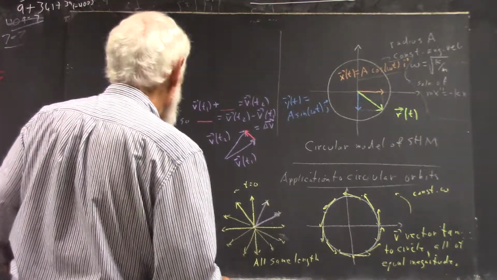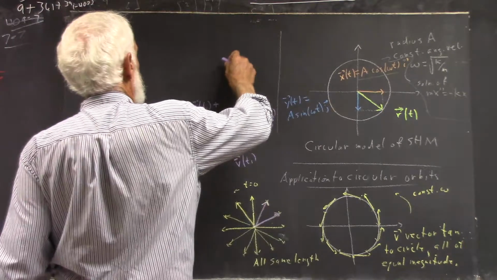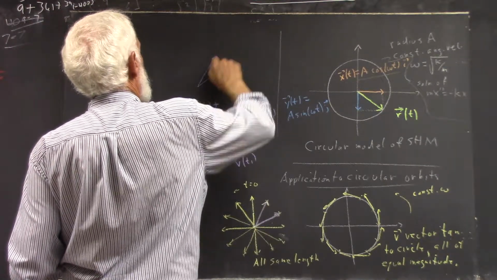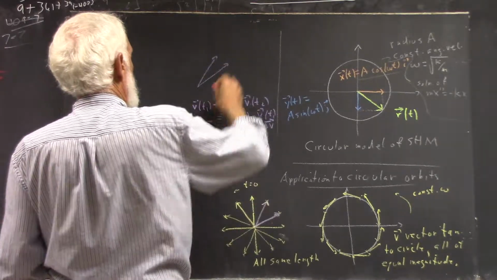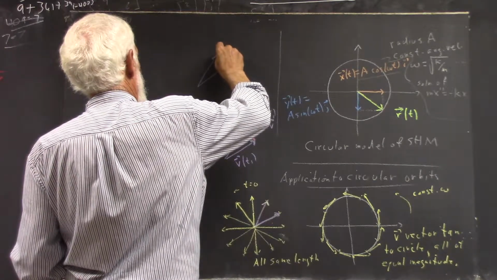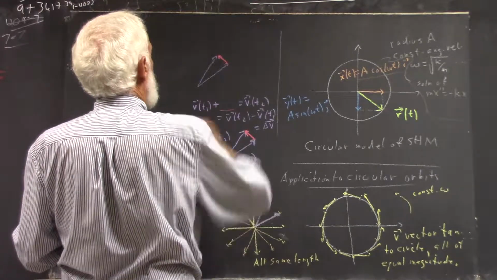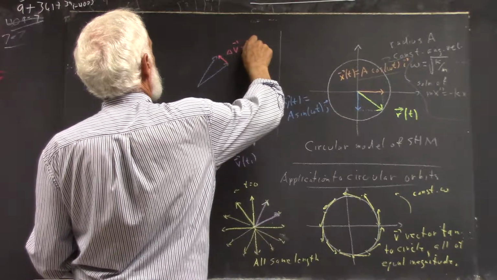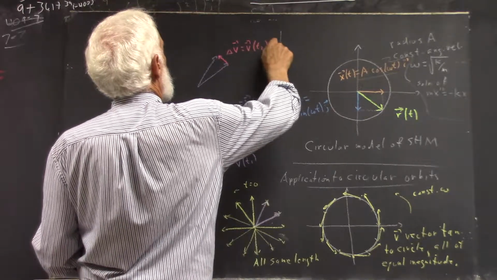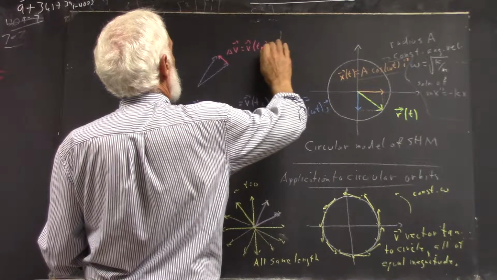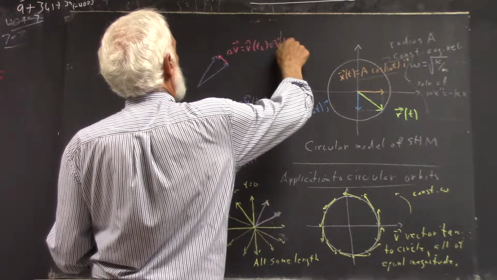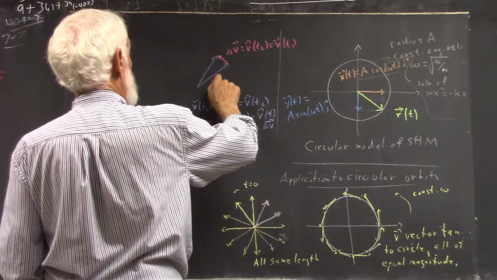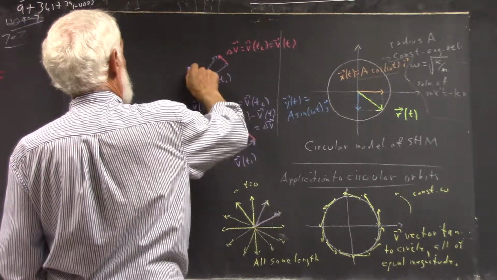Okay, so now we can rewrite the picture. Where this is delta v equals v of t2 minus v of t1. Again, I'll label these just to be sure we understand.